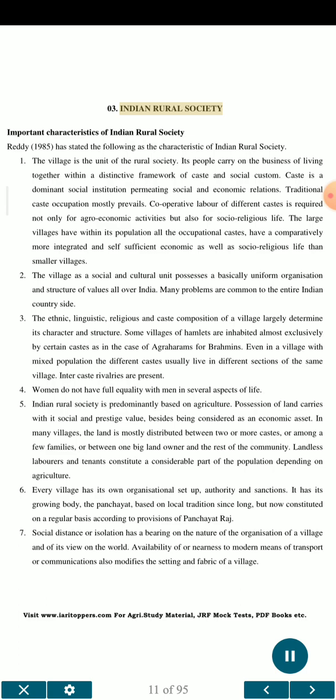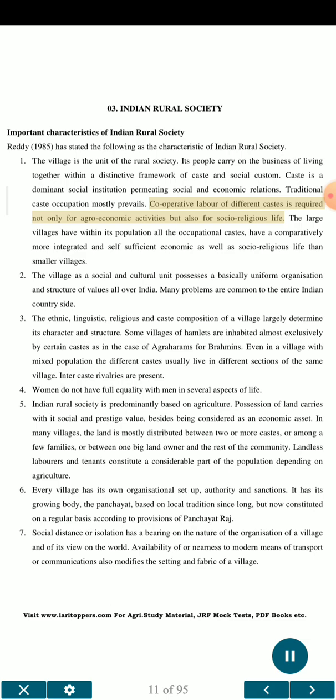3. Indian rural society. Important characteristics of Indian rural society. Reddy, 1985, has stated the following as the characteristics of Indian rural society. 1. The village is the unit of the rural society. Its people carry on the business of living together within a distinctive framework of caste and social custom. Caste is a dominant social institution permeating social and economic relations. Traditional caste occupation mostly prevails.